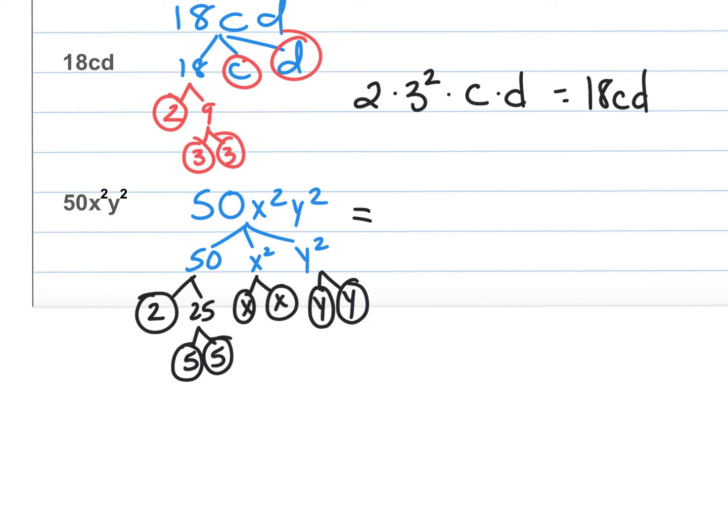So the prime factorization, or the product of primes, of 50x squared y squared would be 2 times 5 squared, again, backing up to x squared times y squared. So you're really bringing those variables back to as they were.